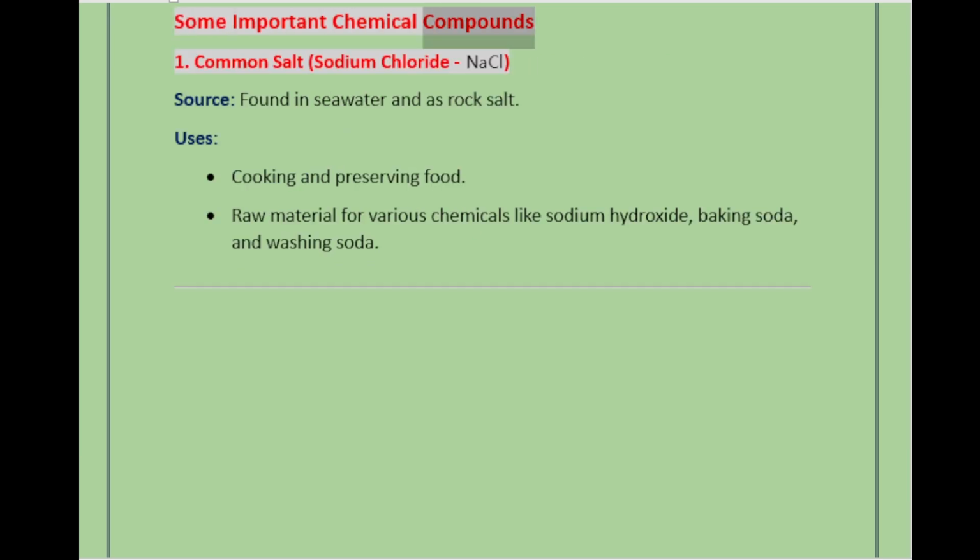Some important chemical compounds. 1. Common salt, sodium chloride. Source: found in seawater and as rock salt. Uses: cooking and preserving food. Raw material for various chemicals like sodium hydroxide, baking soda, and washing soda.